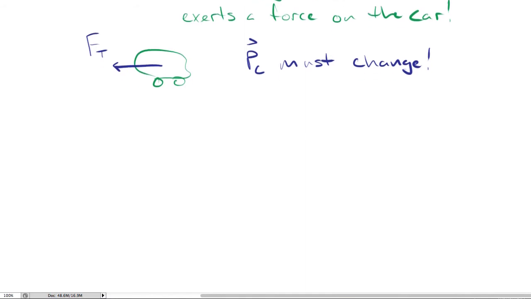Similarly, though, we could do a similar picture for the truck, right? So similarly, the car exerts a force on the truck.